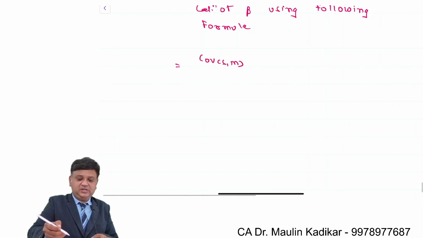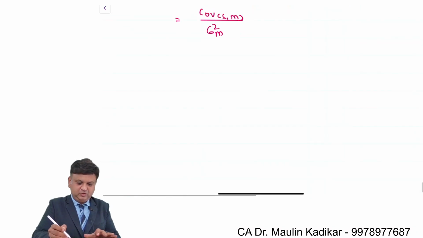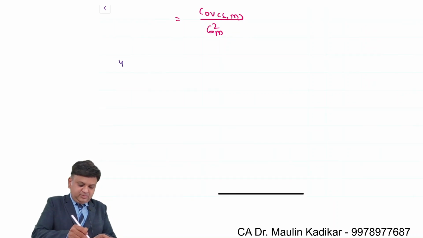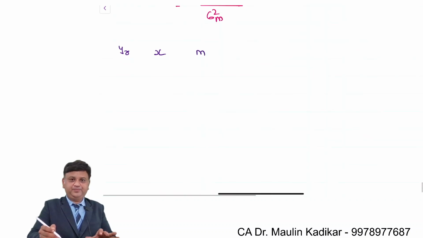Covariance of the security with the market divided by sigma m square. So for that, we will prepare a table like this. Column number 1 is going to be year. Column number 2 is return from the security. Column number 3 will be return from the market portfolio.